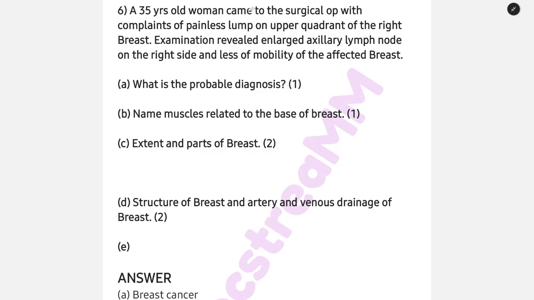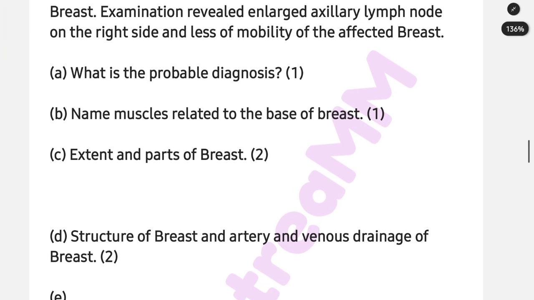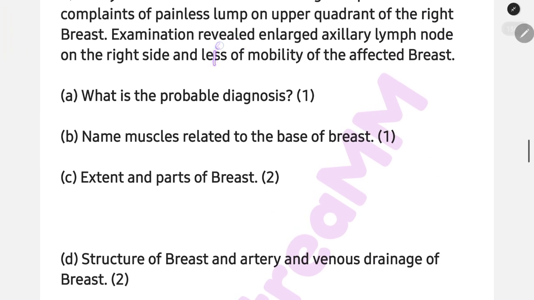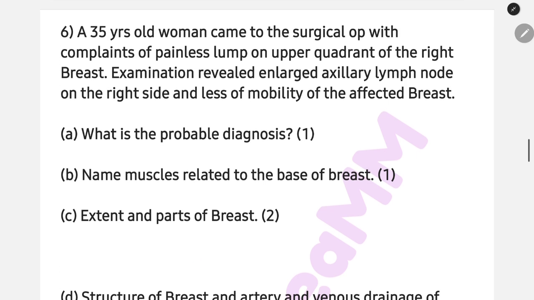A 35-year-old woman came to surgical OP with complaints of a painless lump in the upper quadrant of the right breast. Examination revealed an enlarged axillary lymph node on the right side and loss of mobility of the affected breast. What is the probable diagnosis? If you have watched part 1, you can write this as breast cancer, because I have already explained what clues will be given.